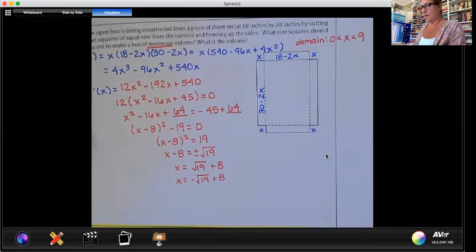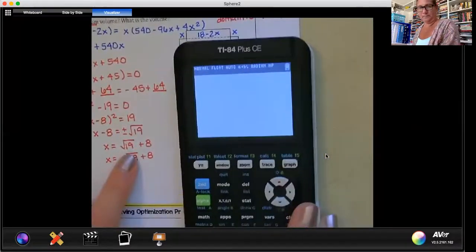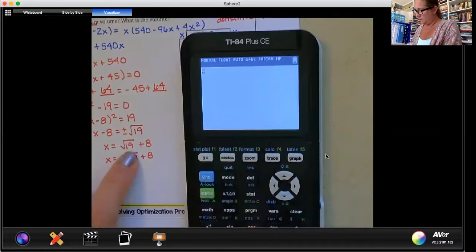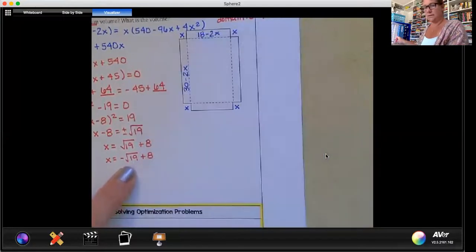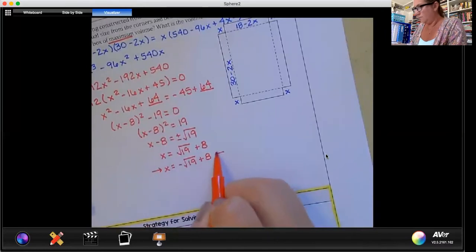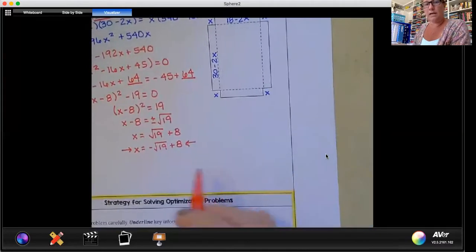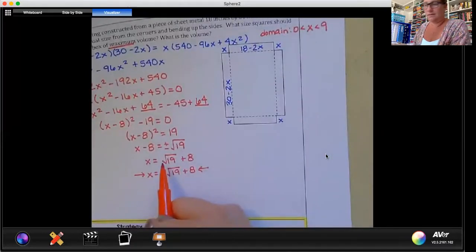So with that being the case, we're going to use our calculators and calculate these values to see if they're in our domain. So that one's 12.4. So that one would not be in our domain. And that one is 3.64. So that one is in our domain. So this is the one that we are going to focus on. And if you want to make a note there, it's because this one is in the domain 0 to 9, and this one is not.